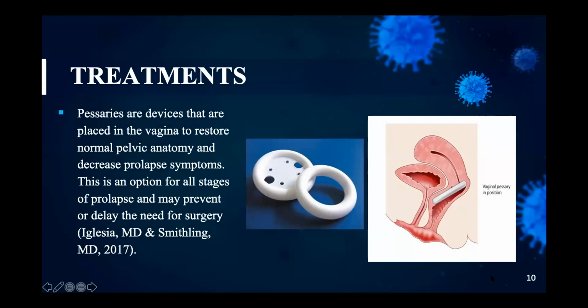Another treatment is a pessary. They're devices that are placed in the vagina to restore the normal pelvic anatomy, and this decreases the prolapse symptoms. This is an option for all the stages, and this might also prevent or delay the need for surgery. So if you did have stage 1 or stage 2 and it's not that bad yet, they could place a pessary in, and it's just inserted into the vagina.